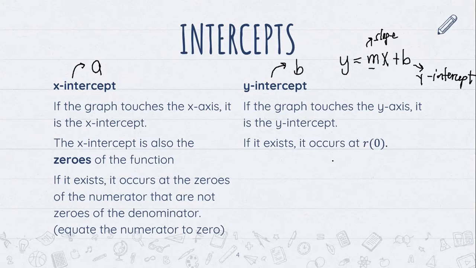Ayan siya. So, ngayon, class, paano hinahanap si y-intercept? If the graph touches the y-axis, it is the y-intercept. Kung may graph, paano kung wala tayong graph? Paano natin hahanapin yung y-intercept? Kapag may y-intercept, kapag siya ay nag-exist, it occurs at r of 0, wherein r of x is the function, and 0 is the value of x. So, ibig sabihin po, to find the y-intercept, we need to substitute x with 0. And then the resulting answer would be our y-intercept.